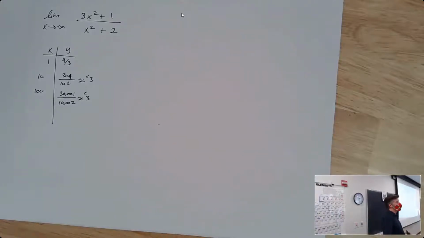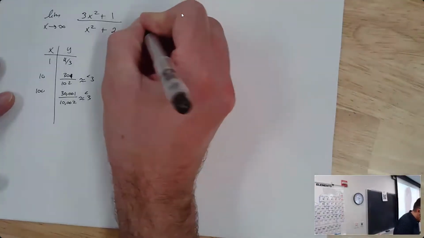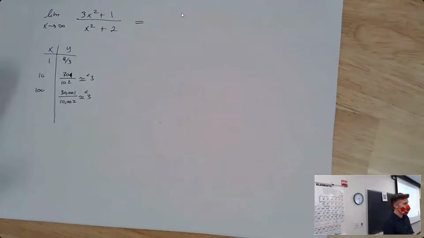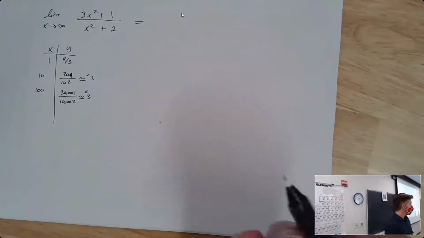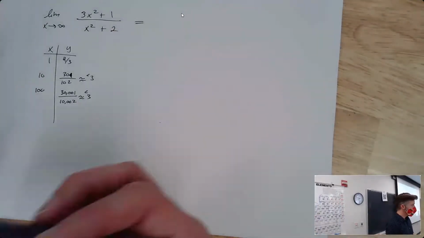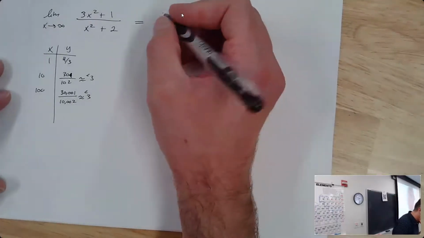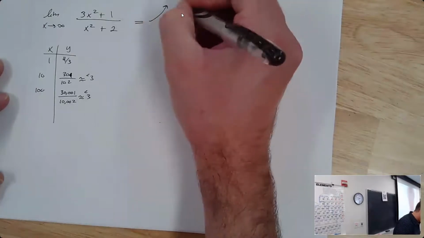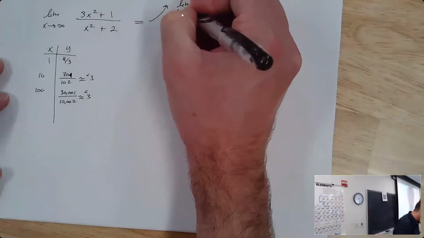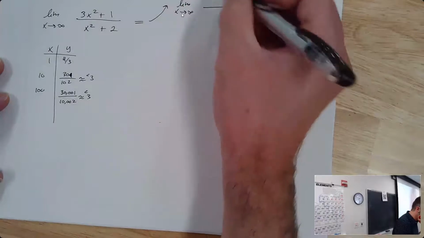However, if your teacher wants you to show the work for this, here's the work I would recommend doing. You're going to divide or factor out x to the highest power in the denominator. Here, the highest power of x in the denominator is x squared. You can either do it this way. You can say it's the limit as x goes to infinity and literally divide everything by x squared.